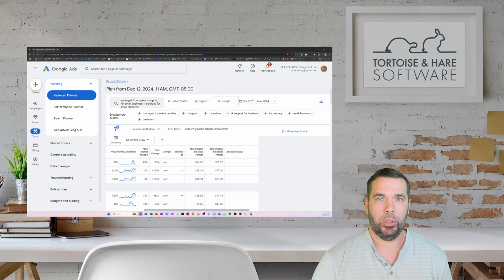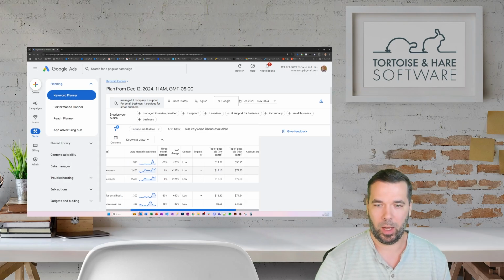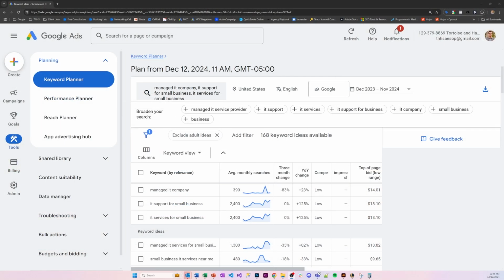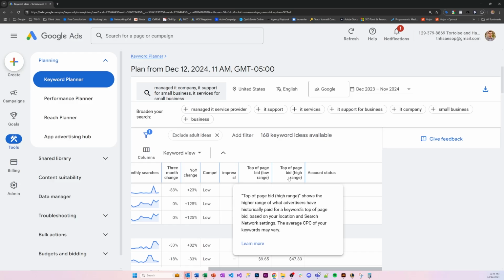So I've pulled up the Google Keyword Planner here, which is a tool that Google gives us that allows us to look up data and get some estimates for our campaigns. And I've pulled up 3 keywords here: managed IT, IT support for small business, and IT services for small business. And you can kind of see those here. It'll give us some average monthly search forecasts, some competition level, things like that. But then is also going to give us a top of page bid low range and a top of page bid high range.